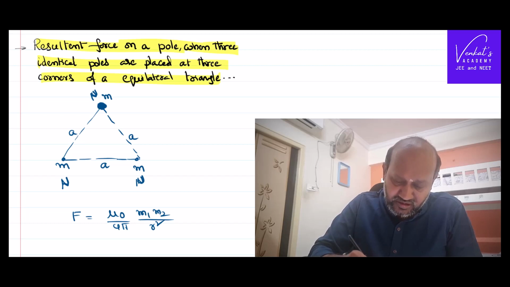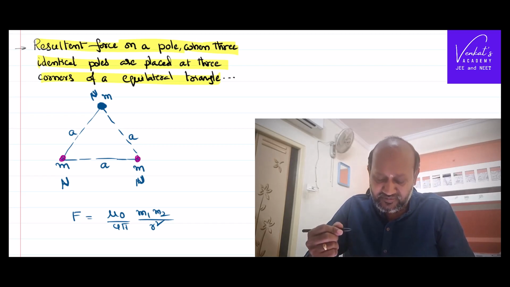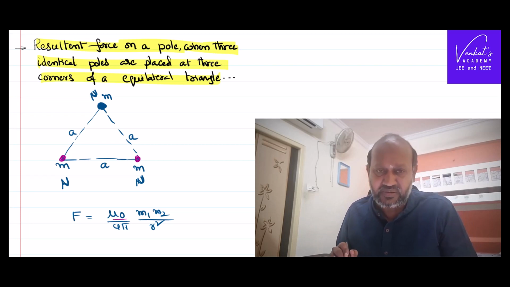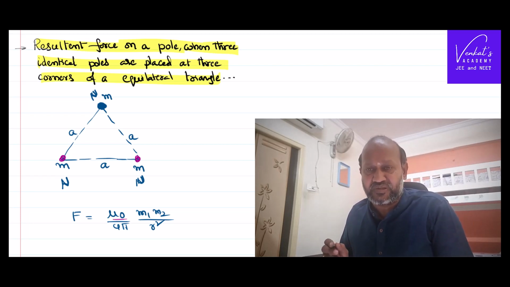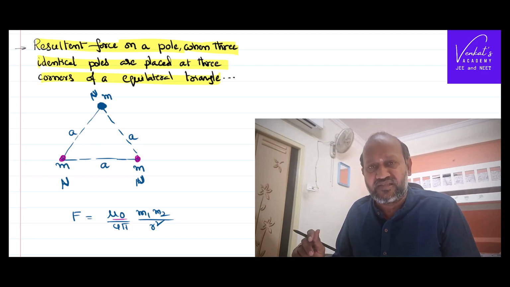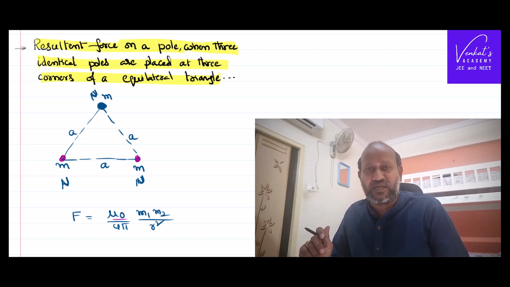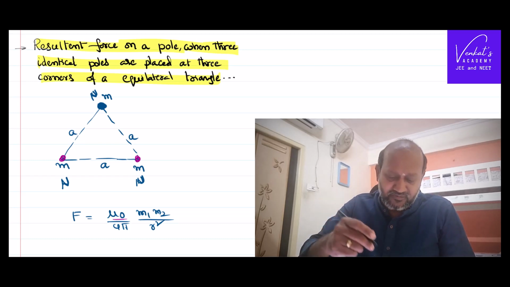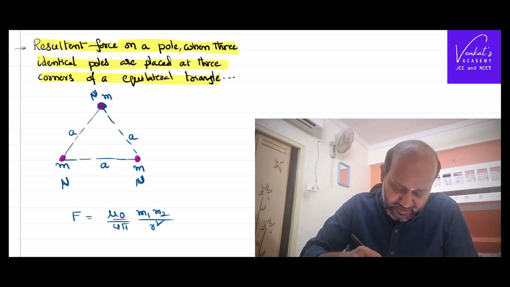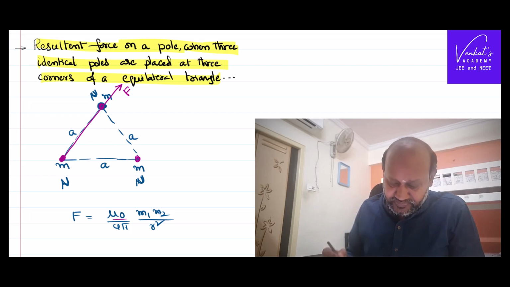So on the north pole, this pole as well as these two poles at the base apply a force of repulsion because they are similar poles. Here mu naught is the permeability of free space, a property of that free space. That is the ability of that free space to pass the magnetic field through it. Well, so this north pole applies a force of repulsion because they are similar poles. So this pole will try to push this away with a force F.